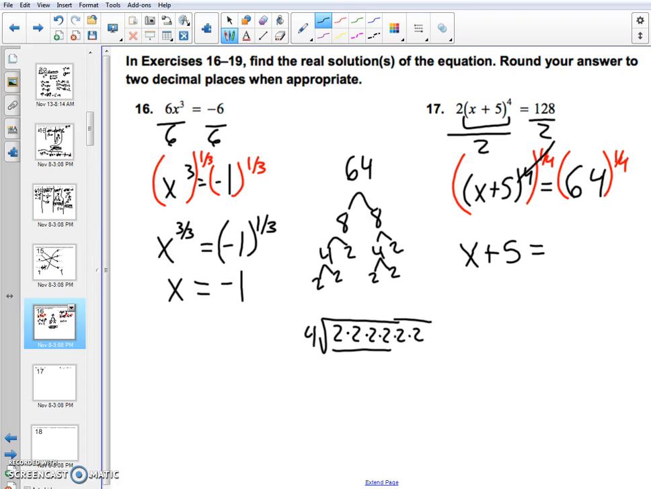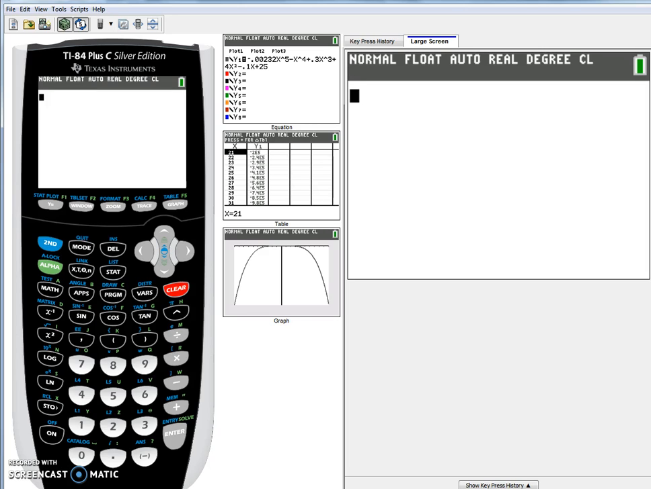So what we're going to do in the event where this happens, where it doesn't work out perfectly for us when we're solving, is we're going to end up getting a decimal. So in your calculator, here's how you would do this.